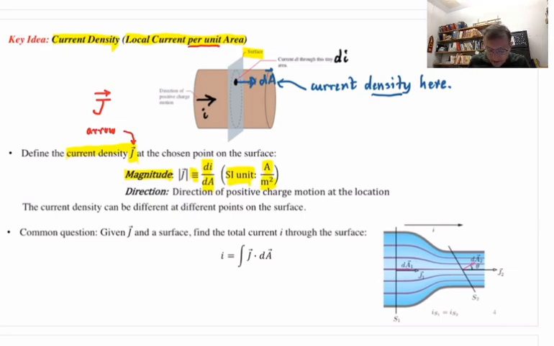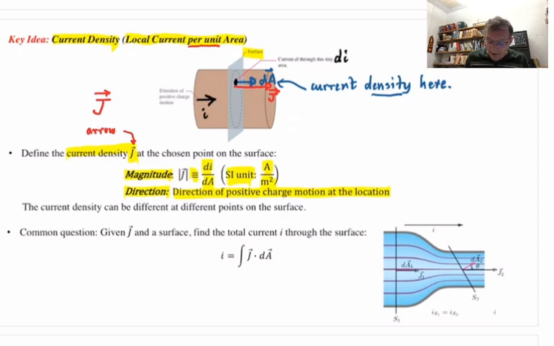Now it's a vector, so what's the definition? Another part of the definition is its direction. By definition, the direction of the current density is the direction in which positive charges are moving at that location. Okay? So the current density vector for that little space right there is to the right, because that's the direction the charges are moving. Okay, so we've defined current density with a magnitude and a direction.